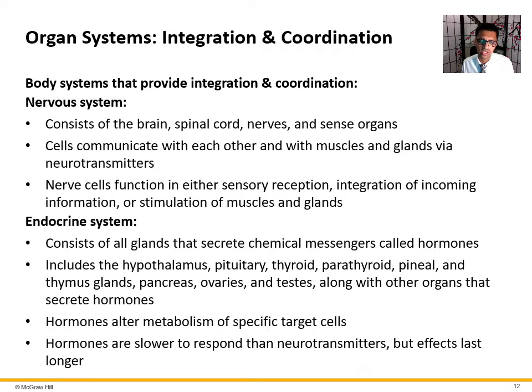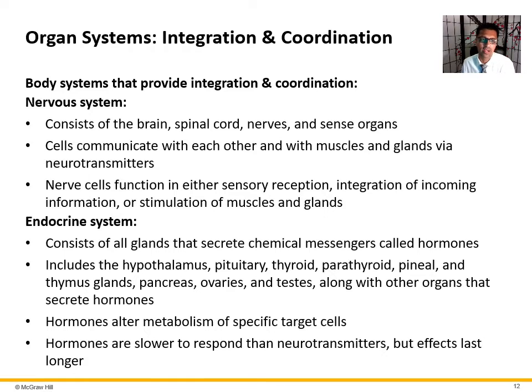Nerve cells function in either sensory reception, integration of incoming information, or stimulation of muscles and glands. So there's a lot of function of the nerve cells. One interesting fact is that nerve cells do not undergo mitosis. So neurons do not undergo mitosis. Mitosis is division of the cells. So if they don't, then they would not get cancer, right? So neurons have a very difficult time replicating, so therefore there's no cancer. Now, there are other cells in the brain called glial cells that do undergo mitosis, and they can get cancer.